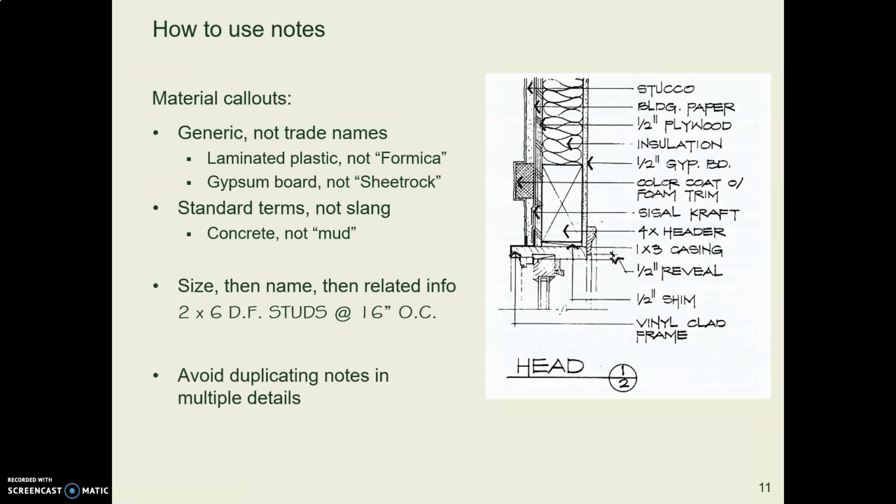When you write notes, there's a standard way to write them, and it's short and terse. Short, and you're not writing a novel here, and you don't use brand names. So Sheetrock is a brand name. Formica is a brand name. We don't use those. We say gypsum board and laminated plastic. And we use industry standard words. And if we have to give the size, we go size, then what it is, then other things they might need to know, like what is the spacing.